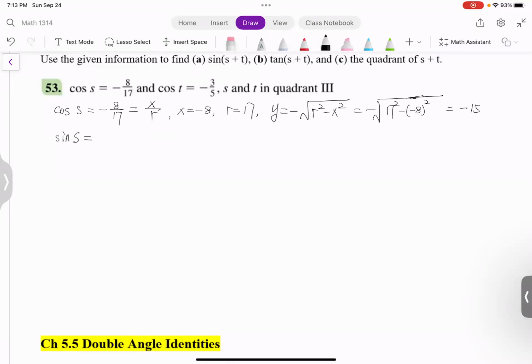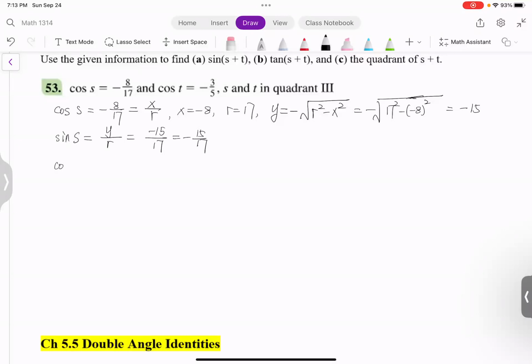And I'm looking for the sin s. So sin s equals y over r. My y is negative 15, r is 17. Oh, this is negative 15 over 17. Okay, we found the sin s. How about the t part?